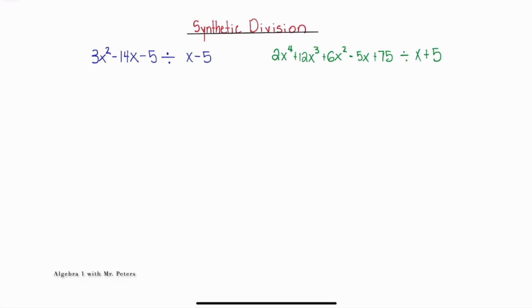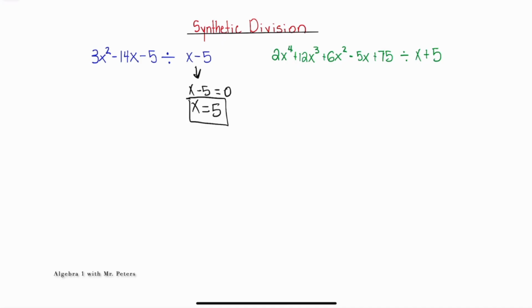In today's review, we're going to break down how to use synthetic division to divide polynomial expressions. When we're using synthetic division, the first thing we want to do is set what we're dividing by equal to 0. So x minus 5 equal to 0, we're going to get x is equal to 5. So this is what we're going to be dividing our trinomial by.